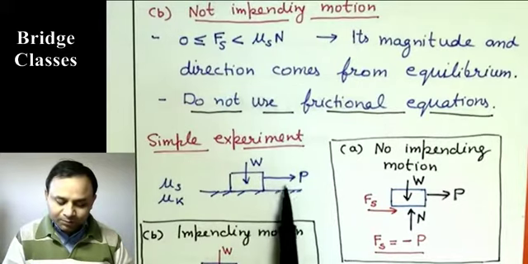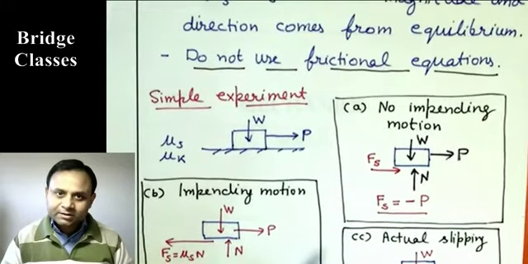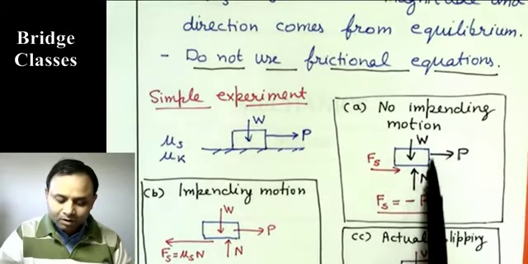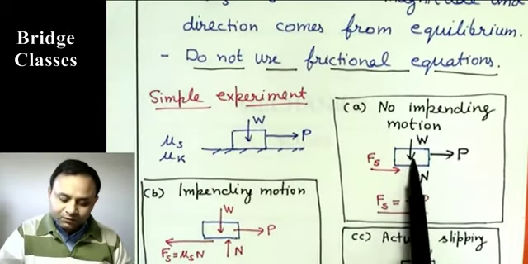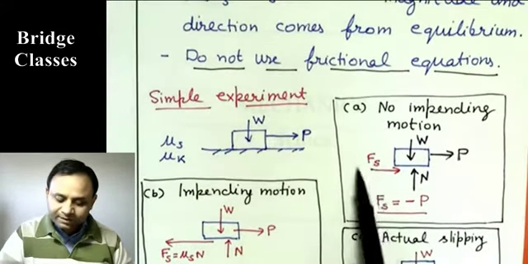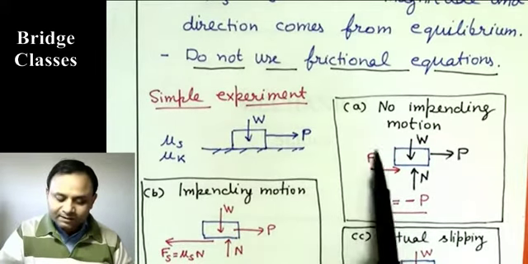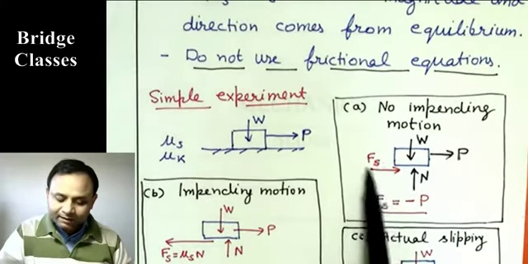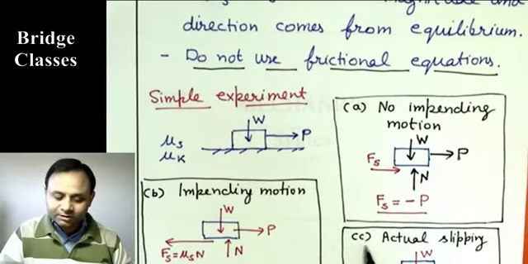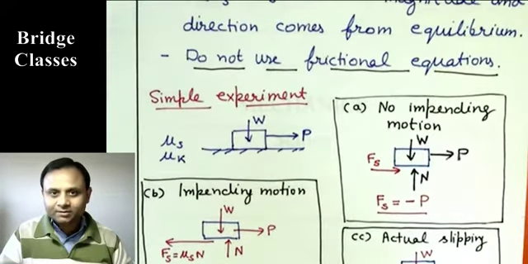Now P is increased gradually. As P is increased, the initial situation is there is no impending motion. If we draw the free body diagram of the body, we have its weight W, normal reaction N, applied force P, and static friction. There is no impending motion, it is not on the verge of moving. We have this static friction, and I'm not writing Fs equals mu s N. We are not going to use the frictional equation. So it is Fs, and you can assume it acts in any direction, it doesn't matter.